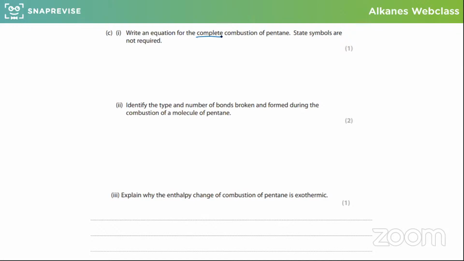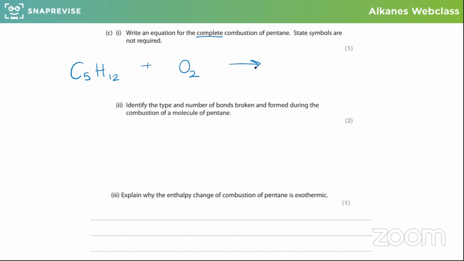What do you think? What is an equation for the complete combustion of pentane? So pent being 5 carbons, hopefully we are happy that it's C5, and then it's got to be H2n plus 2, so that makes H12. And it's complete combustion, so we're combining with oxygen.